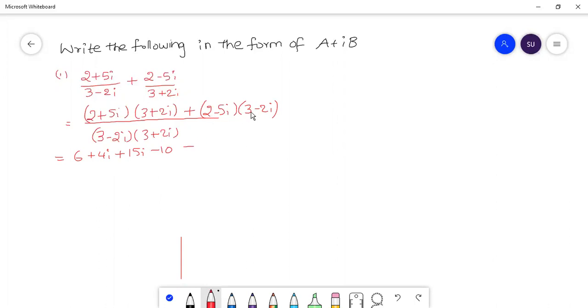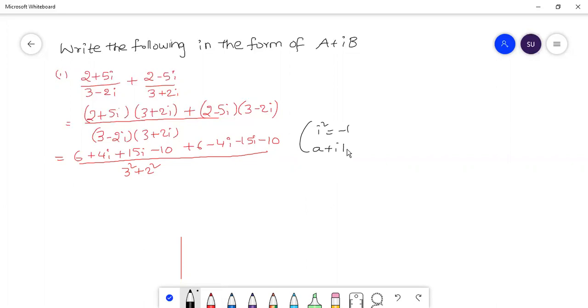Next, 2 3s are plus 6, 2 into minus 2, that is minus 4i, minus 15i, minus 5i into minus 2i, that is plus 10i square. Again i square is minus 1, that's why minus 10, whole divided by, as we know, (a plus ib) into (a minus ib) is a square plus b square, that is 3 square plus 2 square. Here the reasons are i square is equal to minus 1, and (a plus ib) into (a minus ib) you can directly write as a square plus b square.